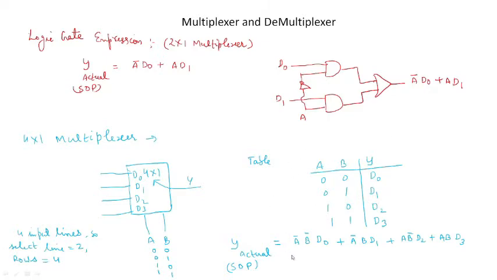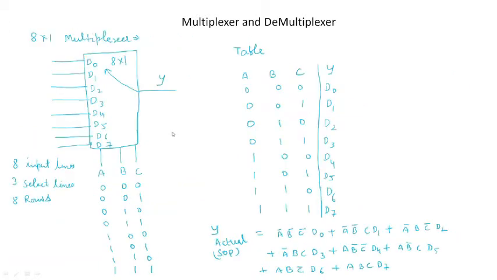So it will be A bar B bar D0 plus A bar B D1 plus A B bar D2 plus A B D3. So this is the output for the 4 by 1 multiplexer. Now similarly we can write the output for the 8 by 1 multiplexer.